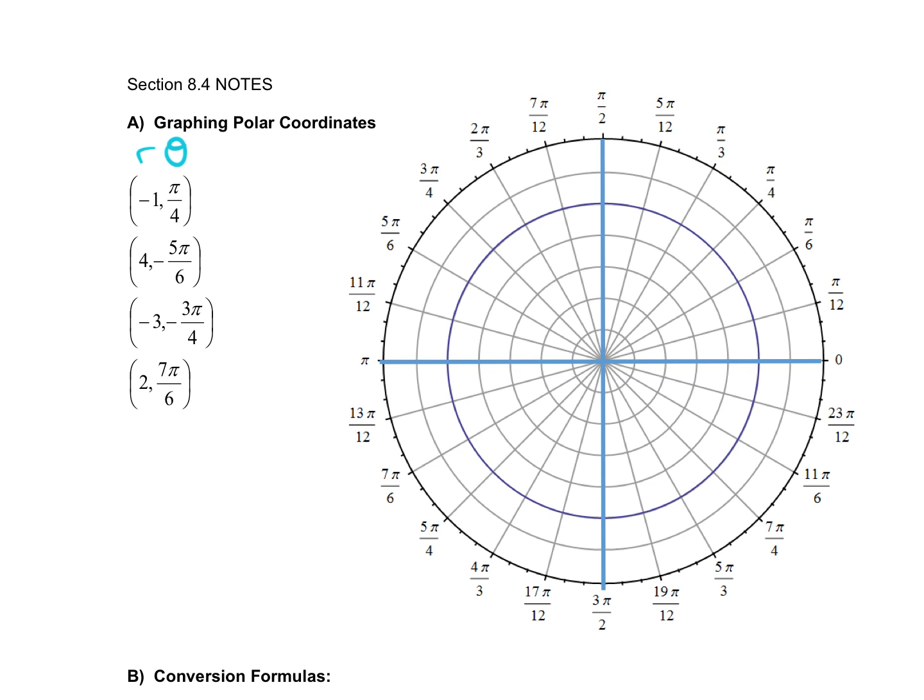What did it mean for us if the radius was negative? You went backwards. So for the first one, we rotate to pi over 4. We do not go out towards pi over 4 because that would be a positive radius. What do we do with the negative 1? We go backwards along the same line, which means this first point, negative 1, pi over 4, would actually be right there. I'm going to call that point A.